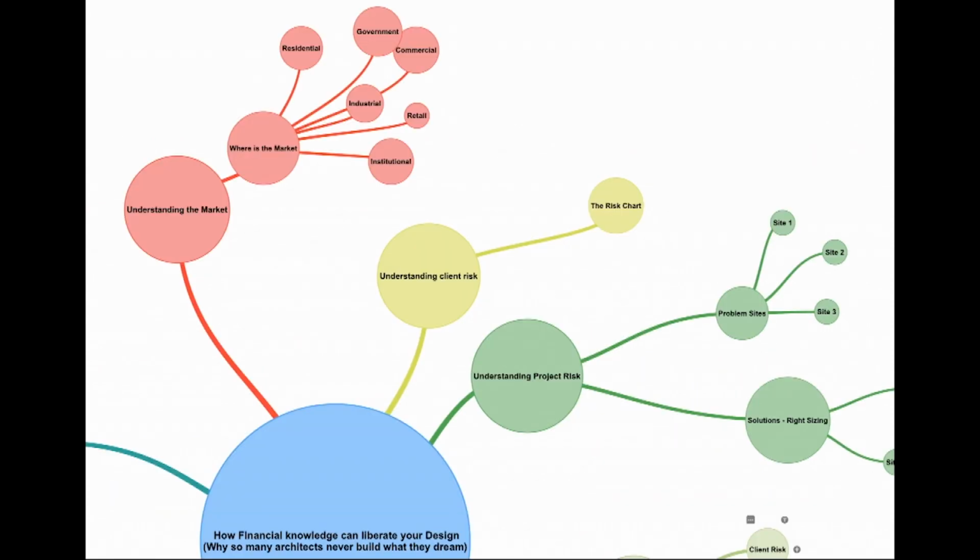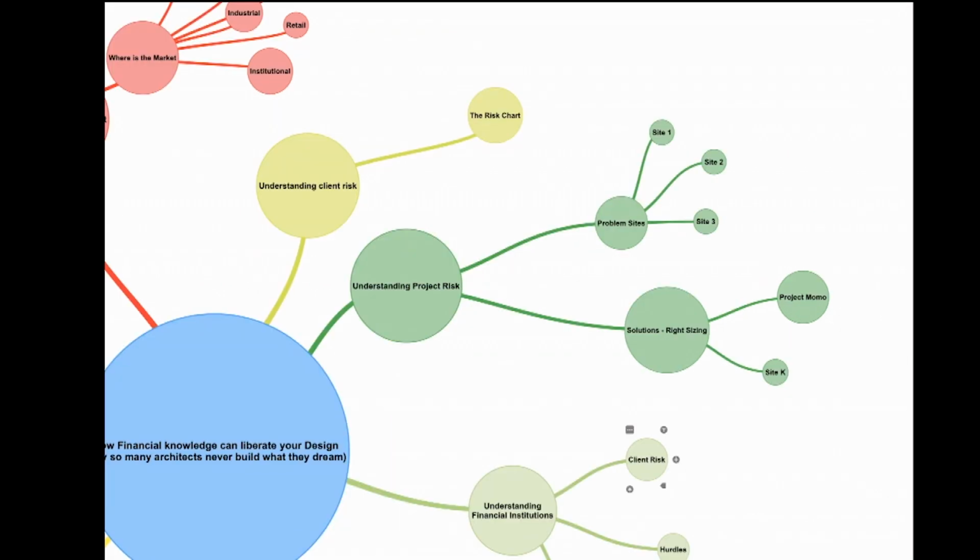Then we're going to look at understanding client risk. So many of our practices work on risk, and if we can mitigate against that risk, we find that we're much more empowered in the way we engage in terms of our practices and the world around us.